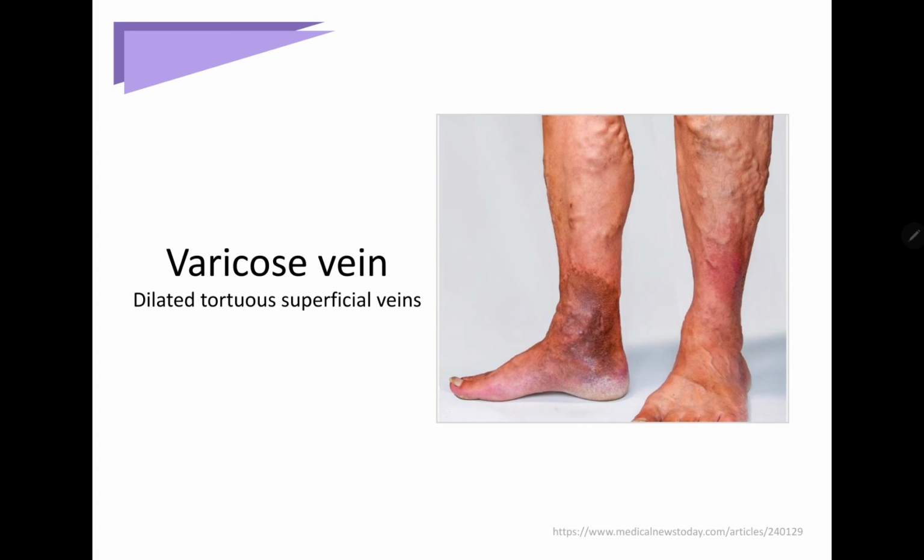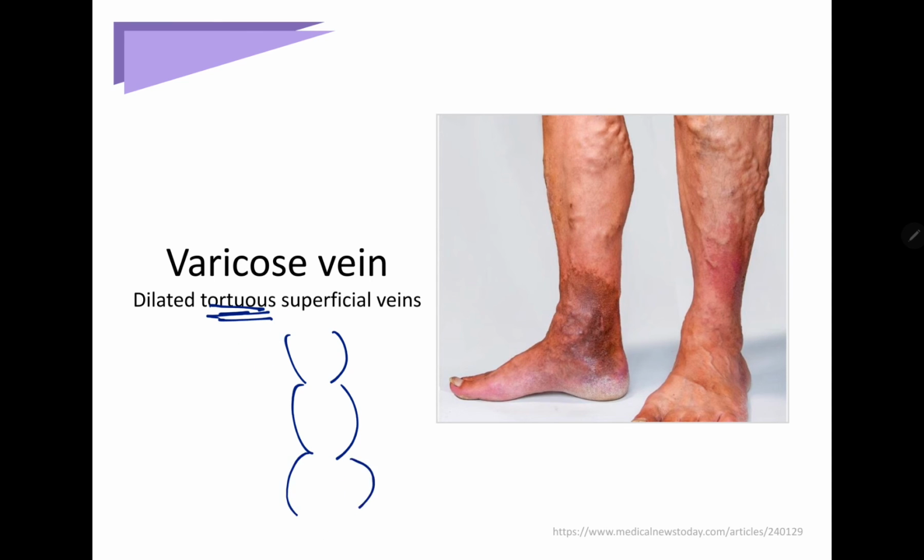Then what is varicose vein? We spoke about valves, right? If the valves are incompetent, or if there is deep vein thrombosis, the blood will stagnate in the great saphenous vein. This will lead to dilation of the vein, and it will become tortuous. That is, there will be a lot of twists and turns, right? If you see the veins over here, you can appreciate that there are a lot of twists and turns. This is called tortuosity, right?